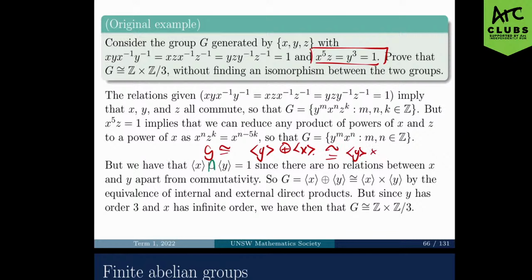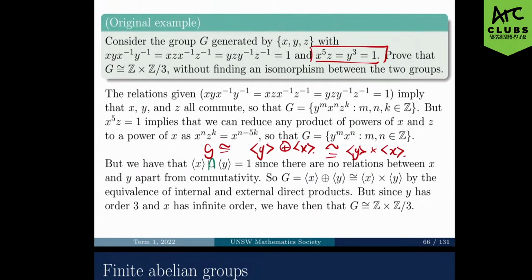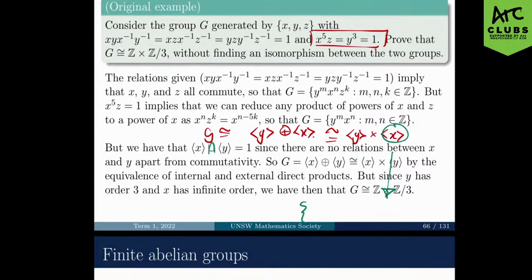When we think about it, there is no relation given for x. X is just equal to, well, we can have x squared, x cubed, and so on. We can also have the identity and x inverse. It's isomorphic to Z because x is infinite order. Same thing over here with y.